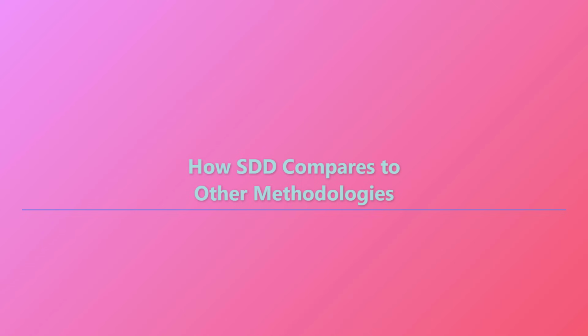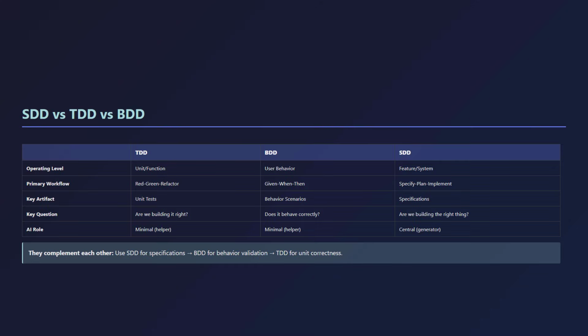Now that you understand what SDD is, let us position it relative to methodologies you already know. This will help you understand when to use which approach. Many of you are familiar with test-driven development or behavior-driven development. Let me show you how SDD relates to these. Test-driven development, TDD, operates at the unit or function level. You write a failing test, write minimal code to pass it, and then refactor. The primary artifact is unit tests. TDD asks, are we building it right?